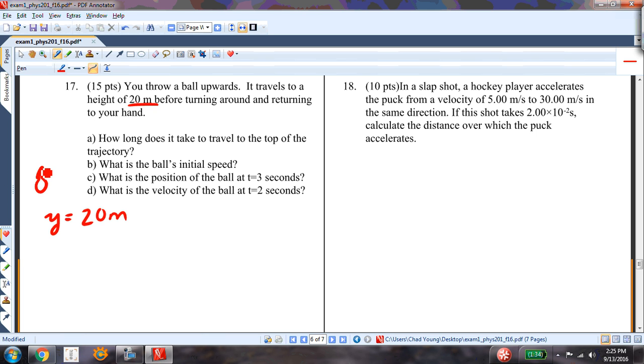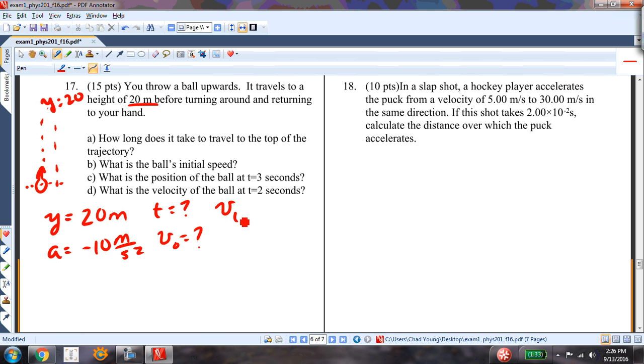So I throw something up. It comes up and comes back down again. I'm calling this my 0. And so this is equal to 20 meters up here. I know my acceleration because this is free fall. It's vertical motion. It's 10 meters per second squared in the negative direction. I don't know what t is. I don't know what v naught is either. I do know that v top is equal to 0.